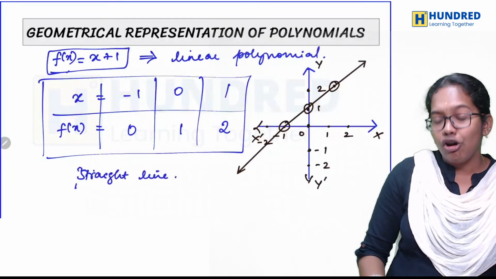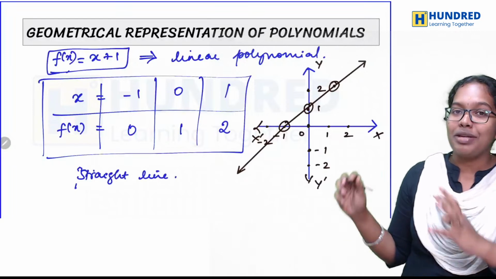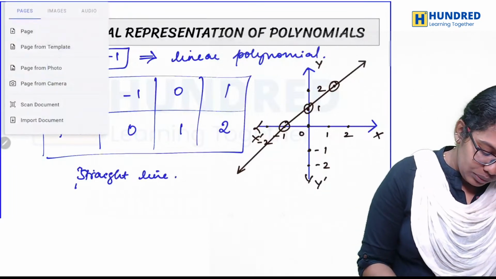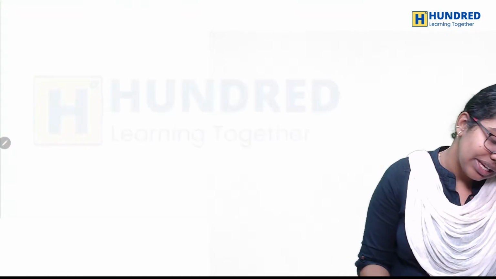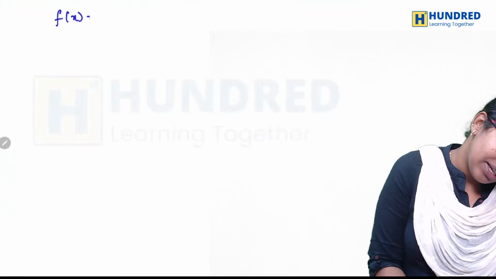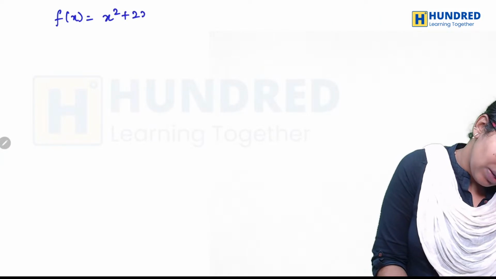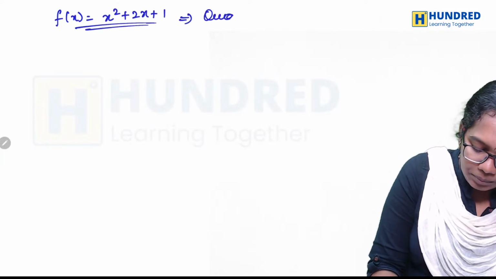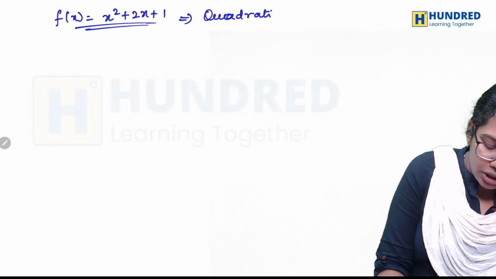So the graph of a linear polynomial is going to be a straight line. Now, a degree 2 equation: f of x is equal to x square plus 2x plus 1. This is a quadratic polynomial, right? This is a quadratic polynomial.